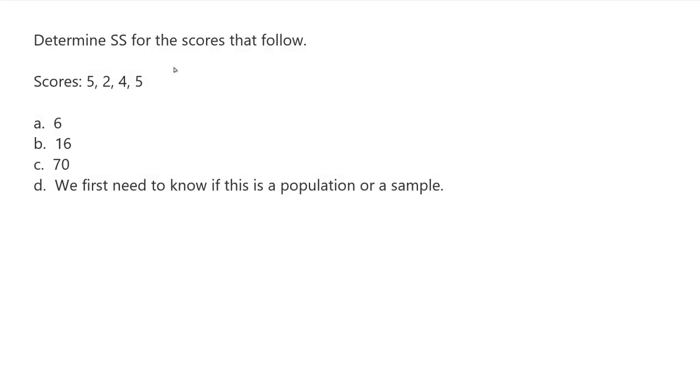Determine the sum of squared deviations for the scores that follow. So my scores are 5, 2, 4, and 5. Either the answer will be 6, or 16, or 70, or we first need to know if it's a population or a sample. Now we can rule out D.